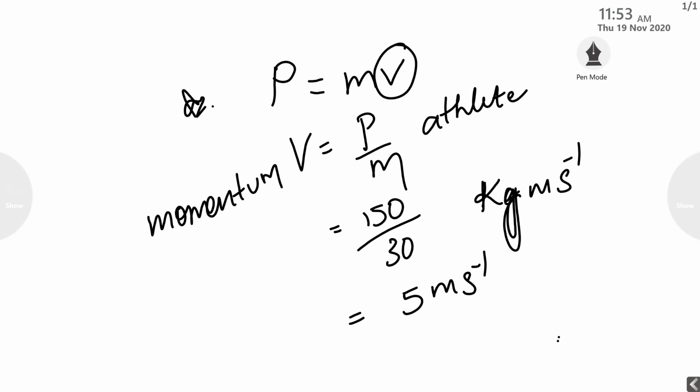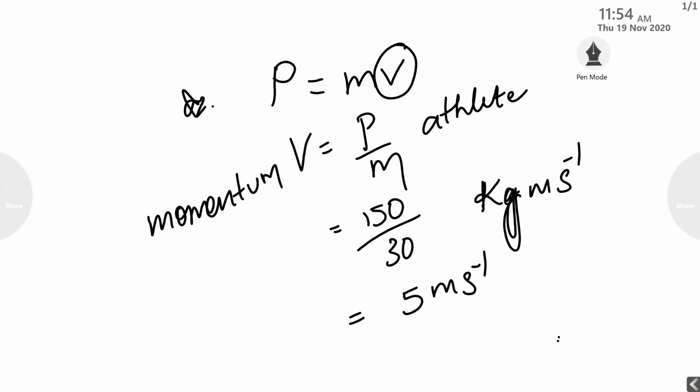Next question, children. State... This question was repeated in the 2010 CBSE exams, 2012, 2013, 2015. All four years this question was repeated.